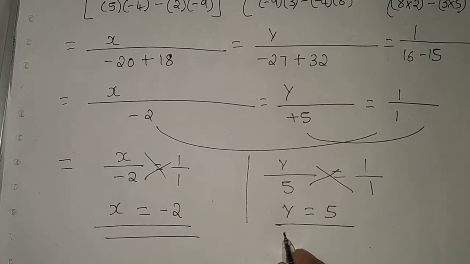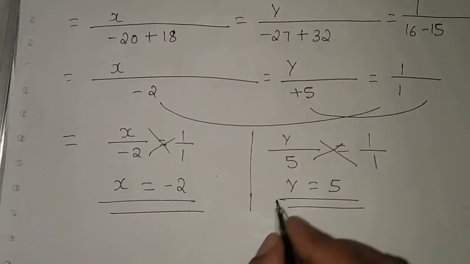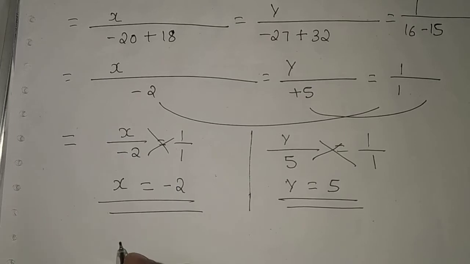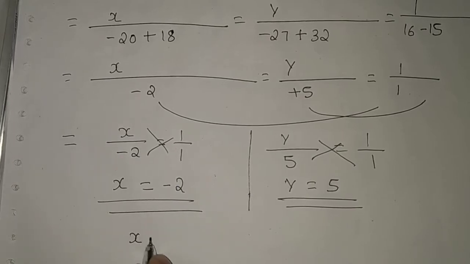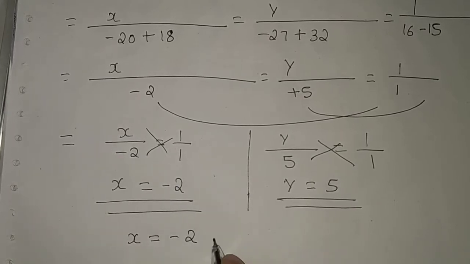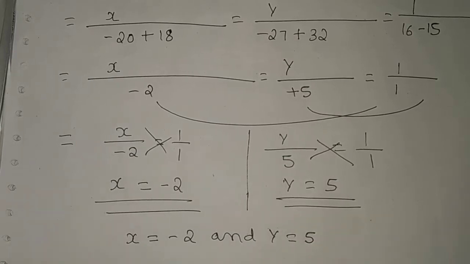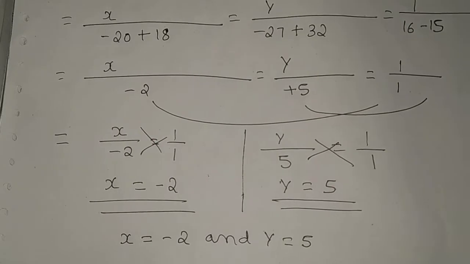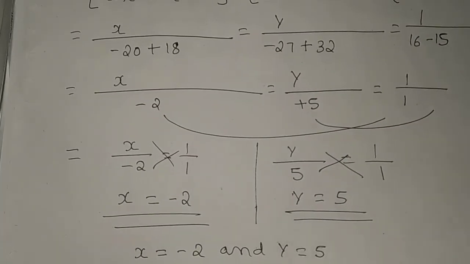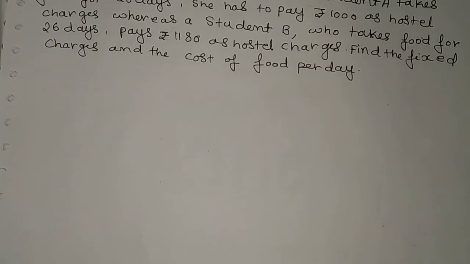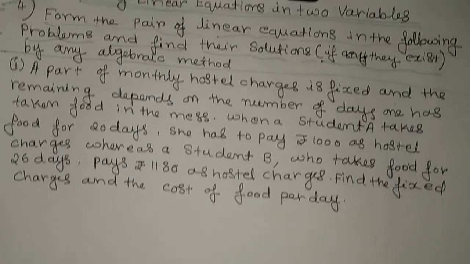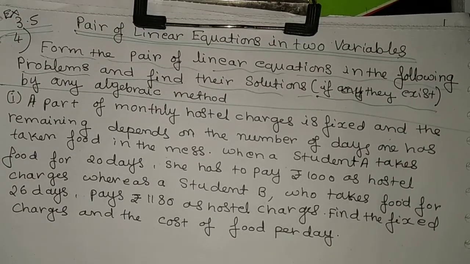Therefore same result we got in both the cases, that is substitution method and cross multiplication method. Final answer is x is -2 and y is equal to 5. So this is the solution for the cross multiplication method. We move on to the next problem. That is the fourth problem. We completed the third problem. We move on to the fourth problem.